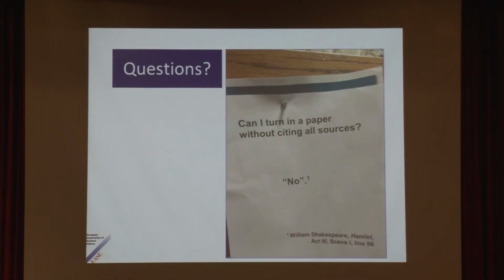So I have just opened a door to all of these issues, and there is much more information on the internet. I think this is a good example: Can I turn in a paper without citing all sources? It says no, and cite Shakespeare, Act 3, Scene 1, line 56 from Hamlet. So it's ridiculous. Of course, you can say no without citing. But these are serious issues that are taken up seriously by many journals, and this is something that you should keep on being informed and learn about because it's the reality of publishing.